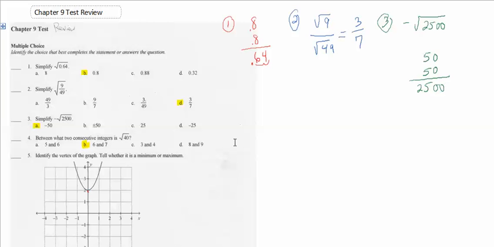Okay, so number 3, negative square root of 2500. Well, 5 times 5 is 25, and there's 2 zeros, so it would be 50, but then you want to keep the negative that's on the outside, so you want to get negative 50. That would be the answer for that one.